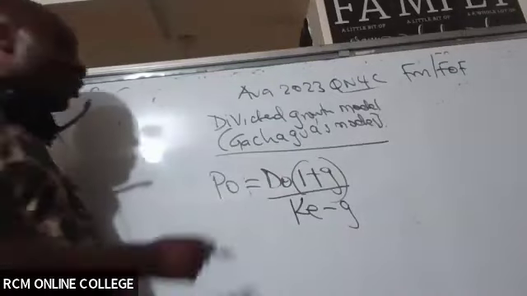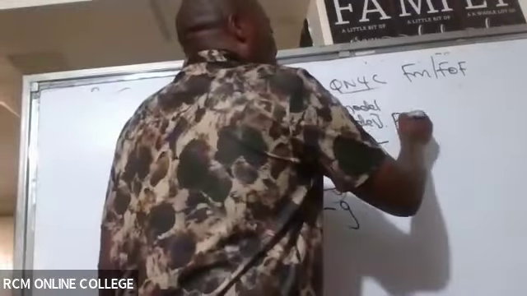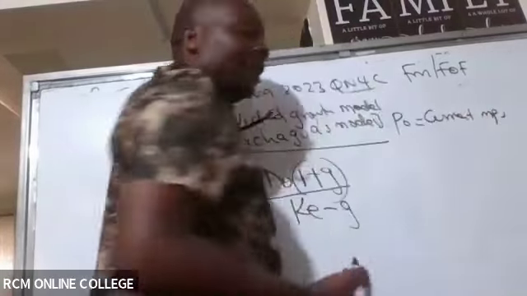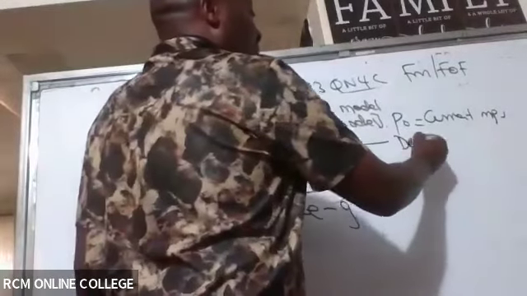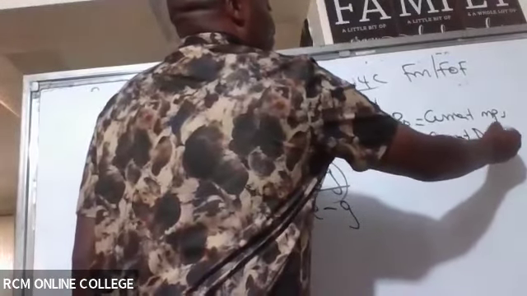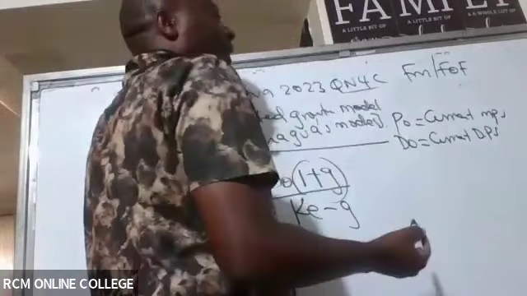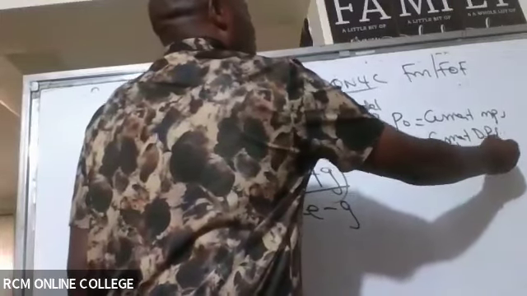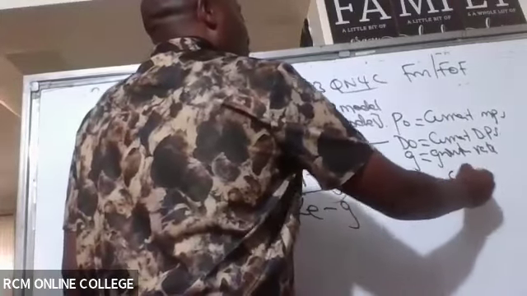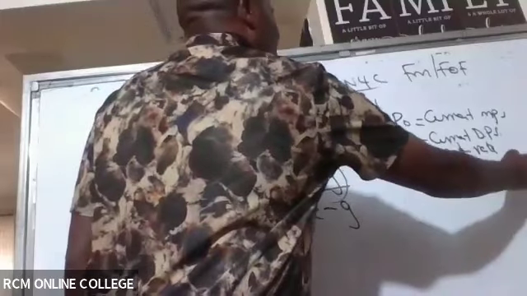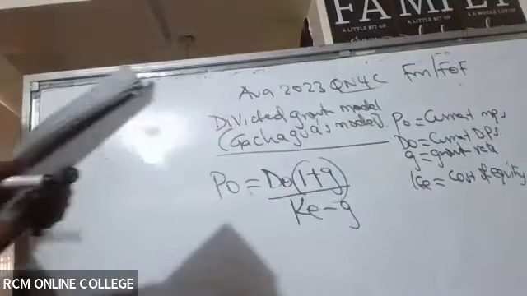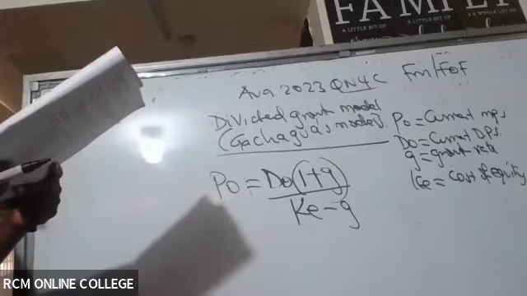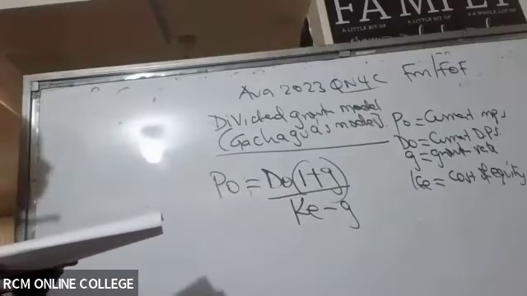Remember, this P0 is the current market price per share. O means today, current market price per share. We have D0, the current dividend per share. We have g, the growth rate. We have Ke, which is the cost of equity.